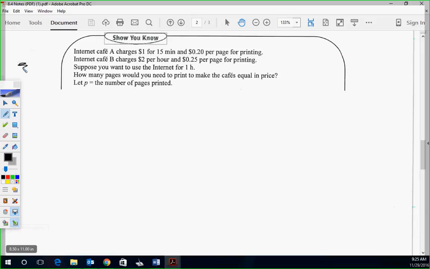Internet Cafe A charges $1 for 15 minutes, 20 cents per page for printing. Internet Cafe B charges $2 per hour and 25 cents per page for printing. Suppose you want to use the internet for 1 hour. How many pages do you need to print to make the cafes equal in price?